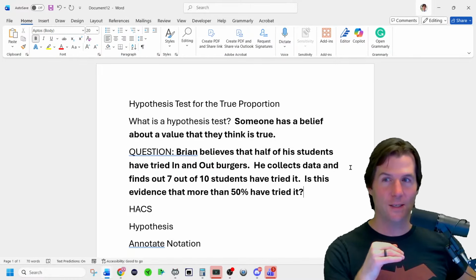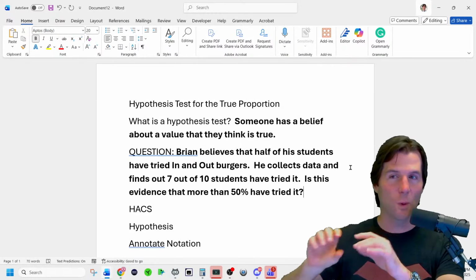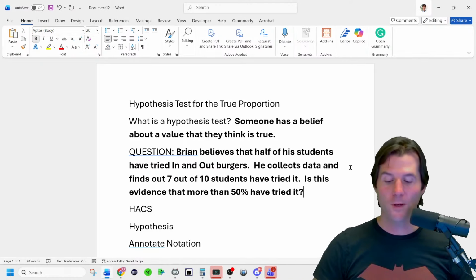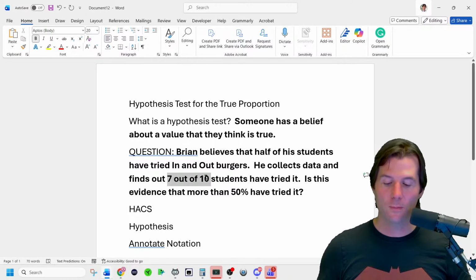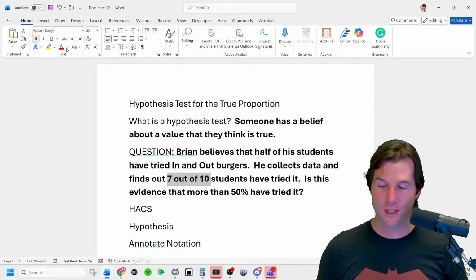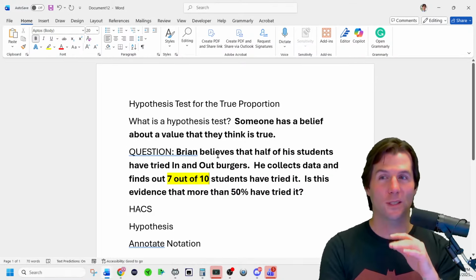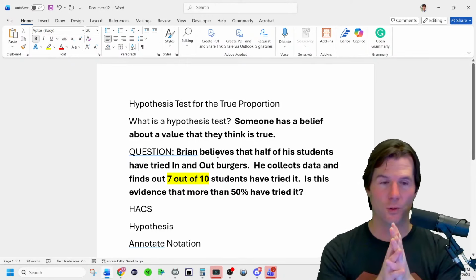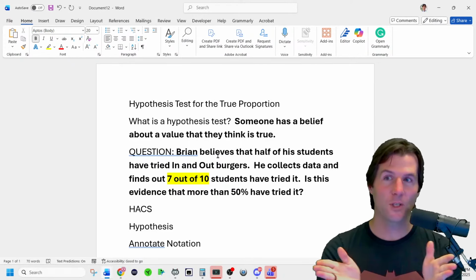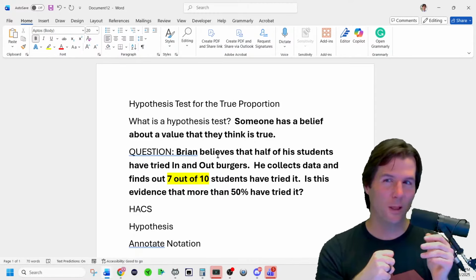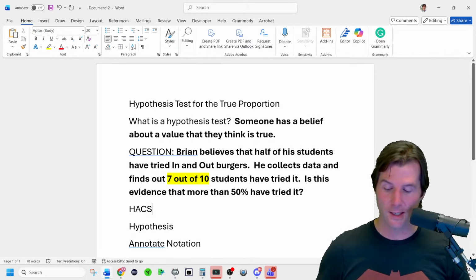Statistics looks at our sample and says, is what we saw in our sample unusual given the null is true? So if I talk to 10 people, what is the most likely amount out of 10 to have tried In-N-Out if 50% is true? It would be 5, right? How far away did we land from 5? That's what statistics is going to analyze for us.